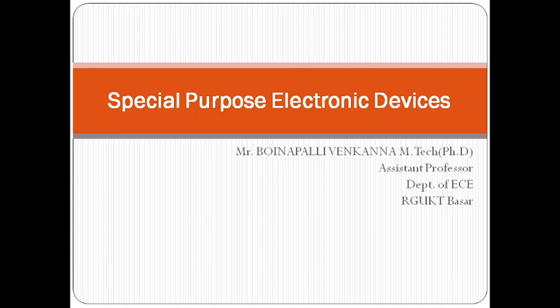In last class we discussed about the unijunction transistor. In that we studied the construction, working principle of UJT. Then after we discussed the characteristics of UJT along with applications of UJT.